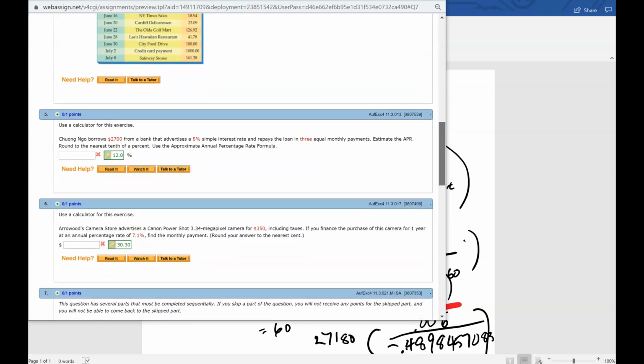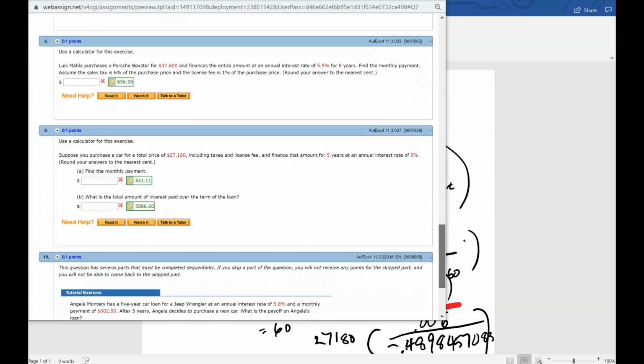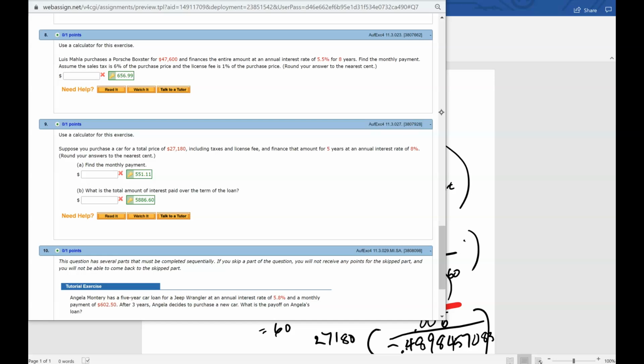Okay. All right, I think I want to jump down to number 9, and I'm going to show you 2 ways in which to do this. Let's go ahead and start with a calculator, because I know some of you are still learning how to use your calculator. So let's just use the formula and use a calculator.